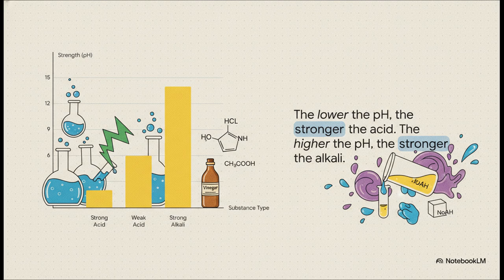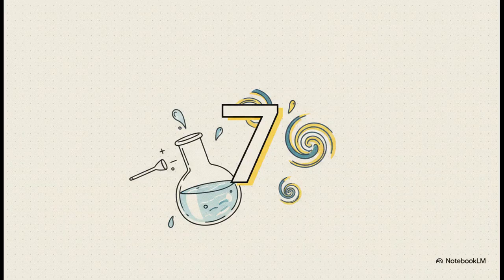Something like sodium hydroxide at pH 14 is a really powerful alkali. So we have strong acids way down at the bottom and strong alkalis way up at the top. What's right in the middle? That's pH 7. This is our magic number, our perfect balance point. It's totally neutral, not acidic, not alkaline. And the most famous example of something with a pH of 7 is, of course, pure water.